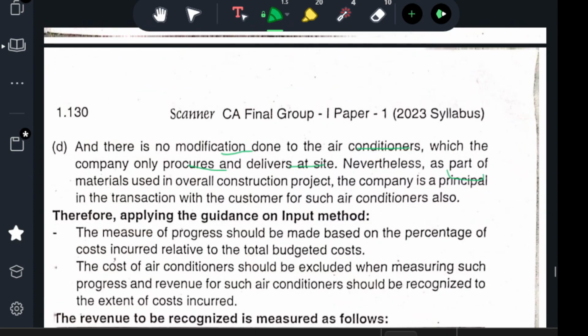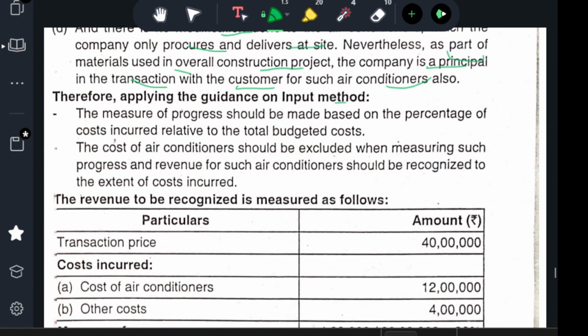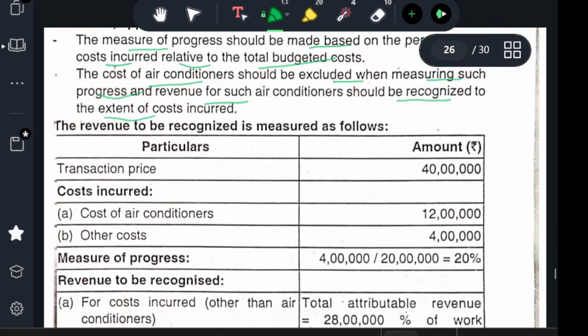Nevertheless, it is part of the material used in the overall construction project. The company is the principal in the transaction with the customer for such air conditioner also. Therefore, applying the guidelines of the input method, the measure of progress should be based on the percentage of cost incurred relative to the total budgeted cost. The cost of the air conditioner is therefore excluded from measuring such progress, and revenue of the air conditioner should be recognized to the extent of cost incurred.